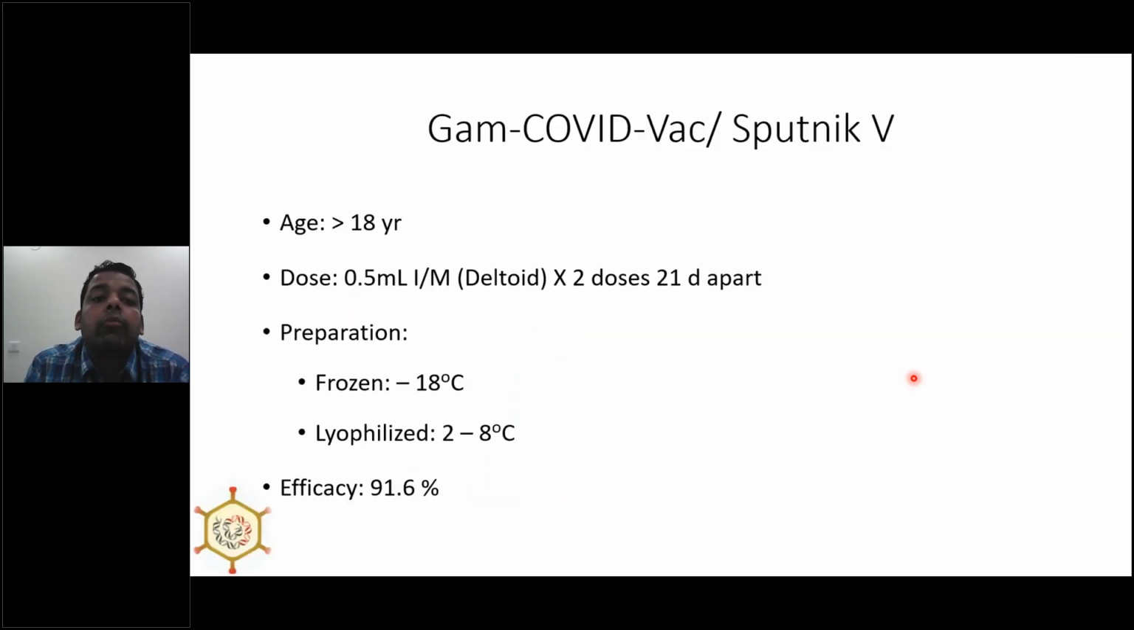This is again approved for more than 18-year-olds. There are two doses, 21 days apart. It's a 0.5 ml IM dose. The preparation here is that it is frozen at minus 18 degrees Celsius, or there is a lyophilized preparation that can be stored at 2 to 8 degrees Celsius. The efficacy of this vaccine has been found to be 91.6%.